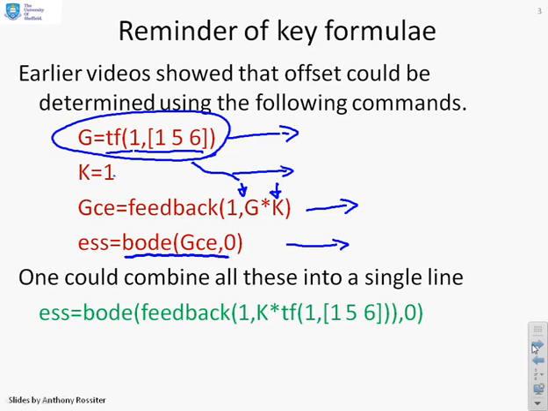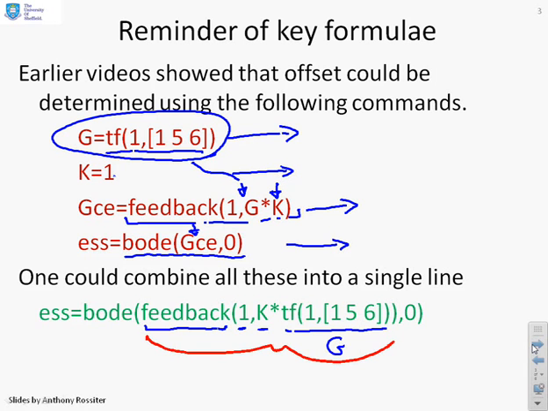Instead of writing bode GCE, 0, I could say, well, GCE is given by this command here, feedback 1, G times k, and I can put that directly in there. So if I do all these steps together, you get what's written below. You'll see I've got my feedback statement here, feedback 1, comma, and then k times, and then this TF statement, which is my G. And then I've closed the brackets around the feedback, and this bit here is my GCE, and I've got GCE, 0, which I've put into the bode.